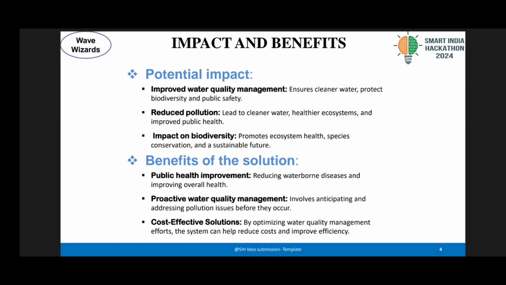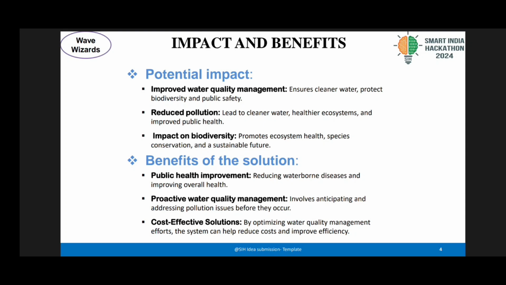Now, benefits of the solution. First is public health improvement. The system can improve public health by reducing waterborne diseases like cholera, typhoid, etc. through cleaner water and early detection of contamination. It ensures that the water supplied to households is safe for consumption by preventing health risks and enhancing the overall quality of life for communities.